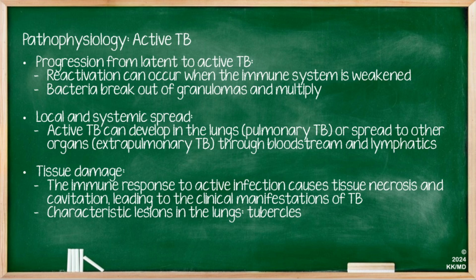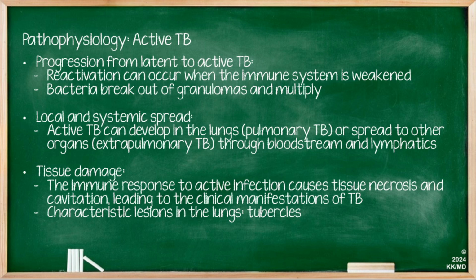Talking more about the pathophysiology of TB, in terms of the active TB, you can look into it in terms of three separate phases. First one is the progression from latent to active TB, which is basically reactivation occurring when the immune system is weakened and bacteria can break out of the granulomas and multiply. Initially, it would affect locally and then it will spread more systemically. Active TB can develop in the lungs, which leads to pulmonary tuberculosis, or spread to other organs, which is named extrapulmonary TB, through the bloodstream and lymphatics. And then eventually it can lead to tissue damage.